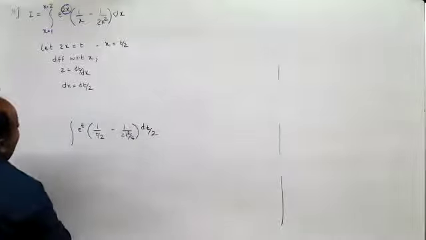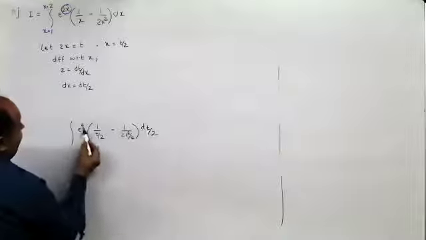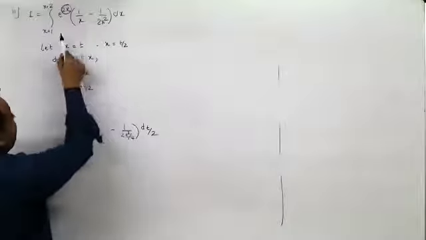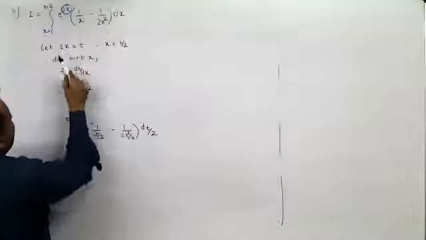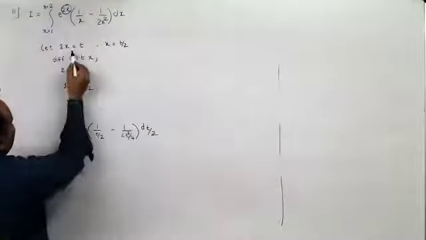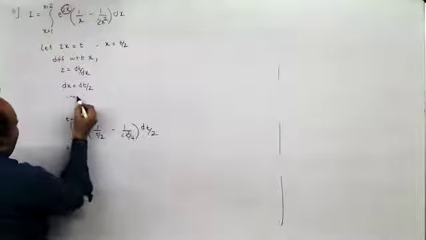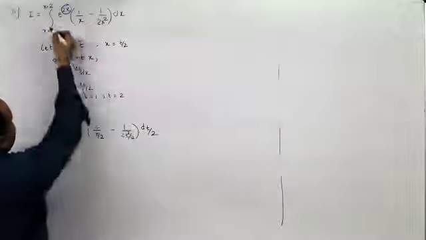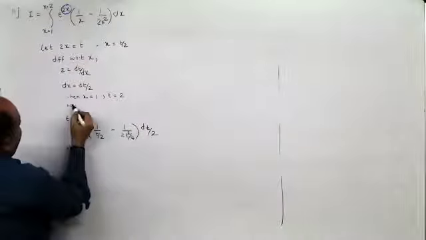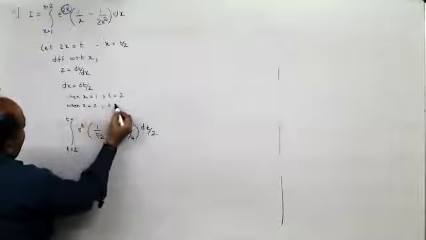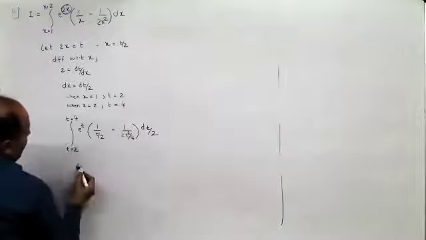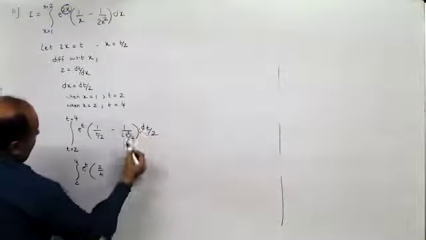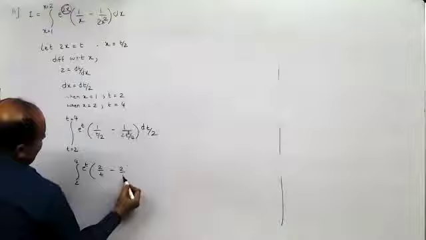Now these are all in terms of t, so the limit should also be in terms of t. How do you get the limit in terms of t? Use the substitution. When x is 1, t equal to 2 into 1. Then when x is 2, t equal to 2 into 2. So here this would be 2 to 4. This is e raised to t, this would be 2 by t minus 4, this goes up, it becomes 2 by t square.